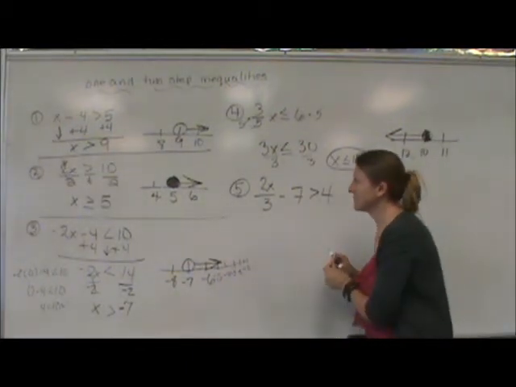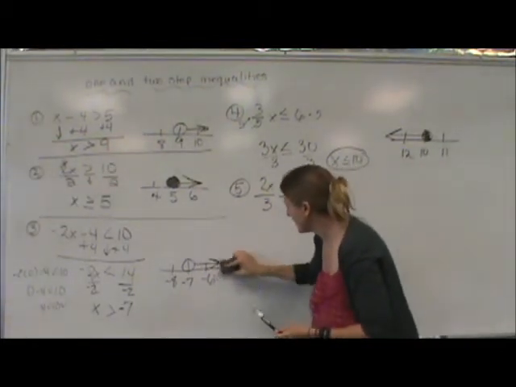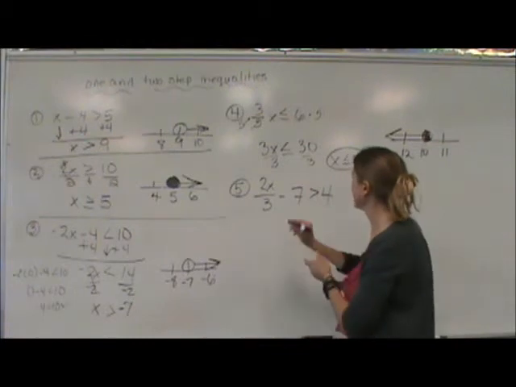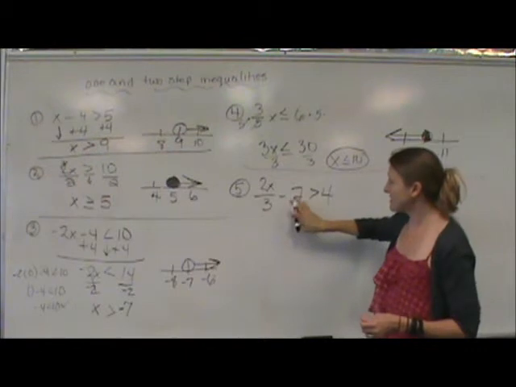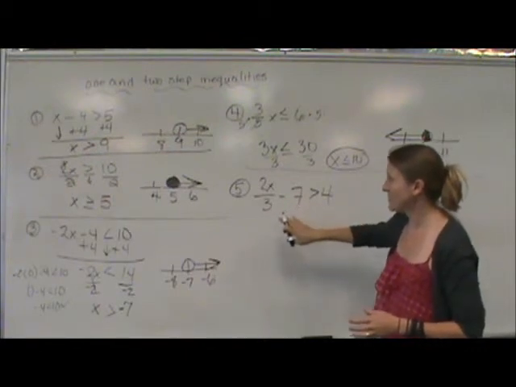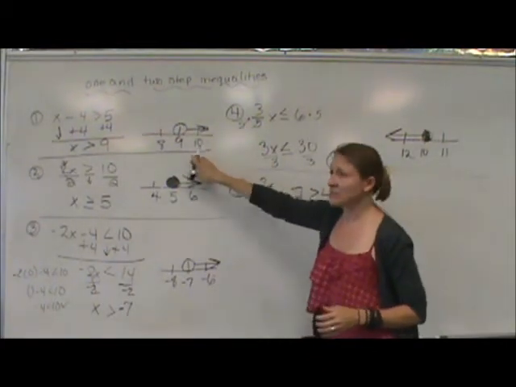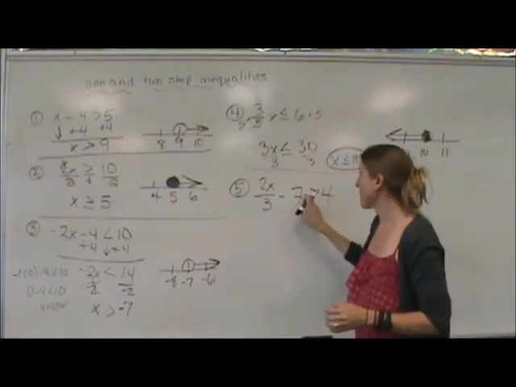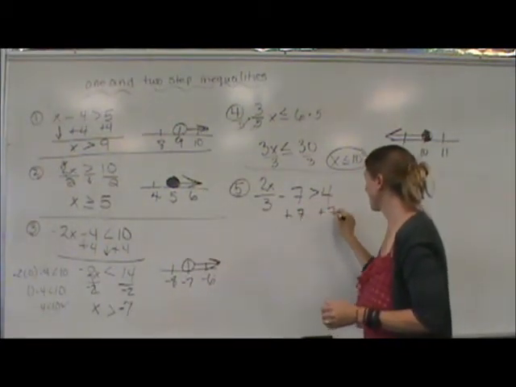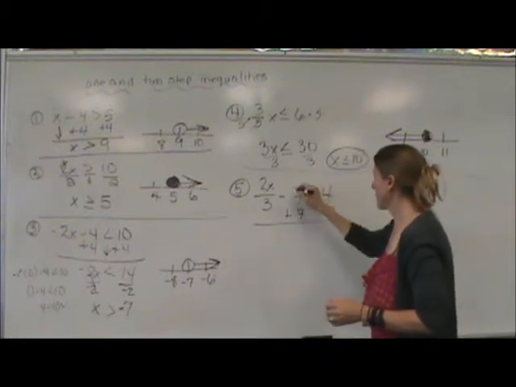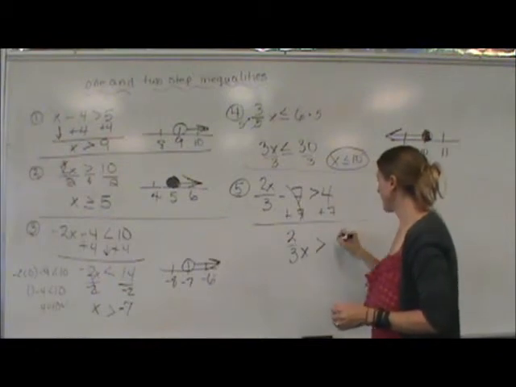Question 5, our last one. I'm going to make some room over here so I can get my answer for question 5. It is a combination of 4 and 1. So when you see it, you want to think about it like 4 and 1. First thing, I'm going to add 7 to both sides. When I do that, I get 2/3 x is greater than 11.